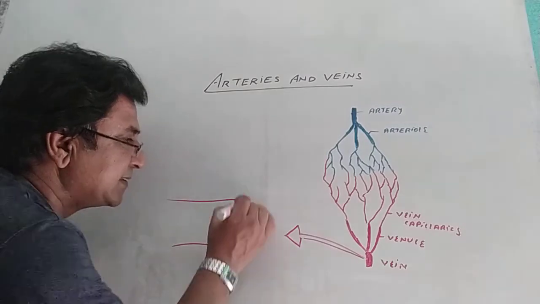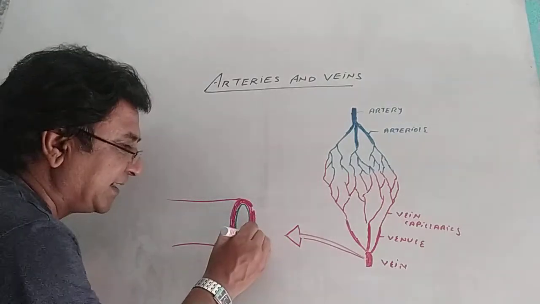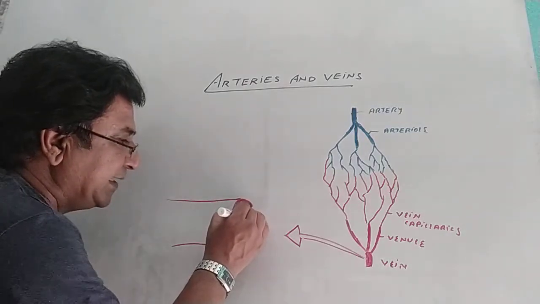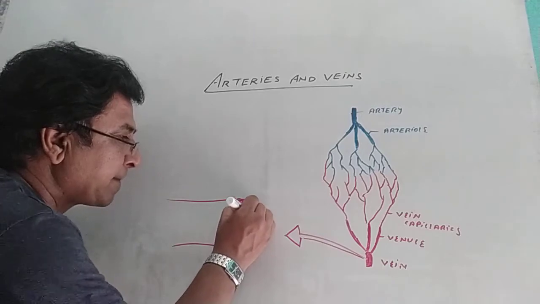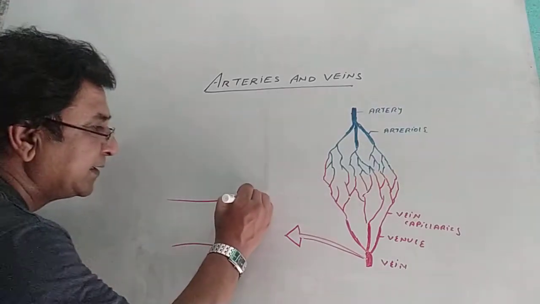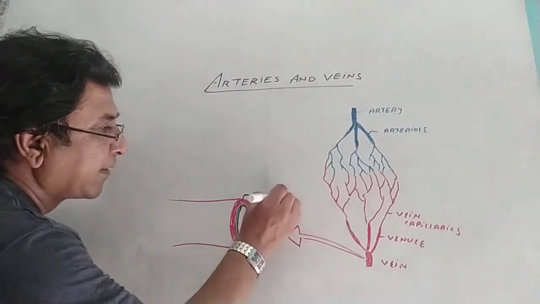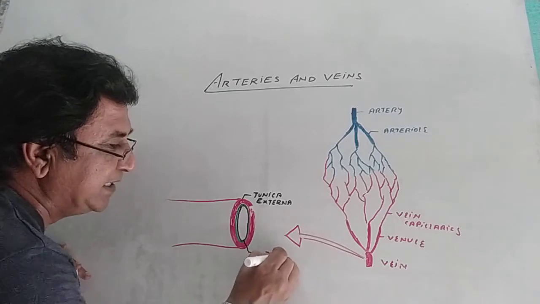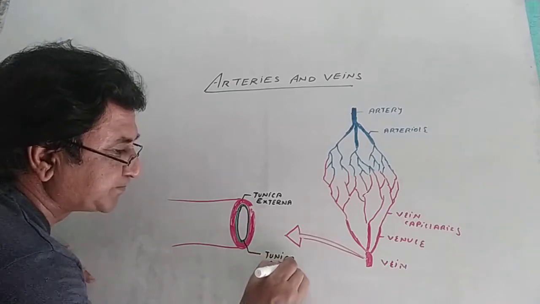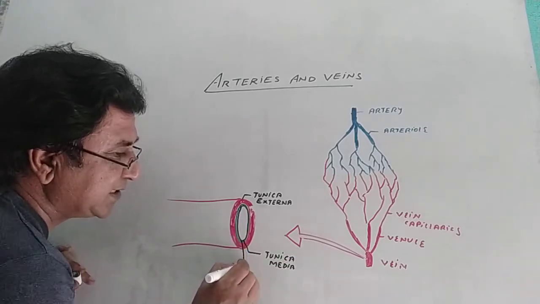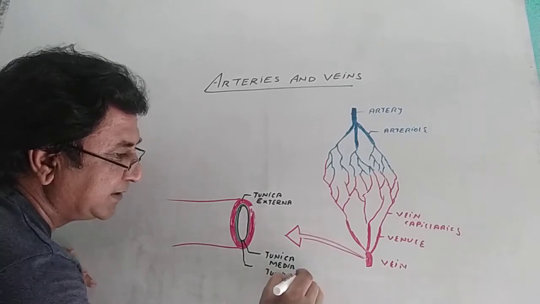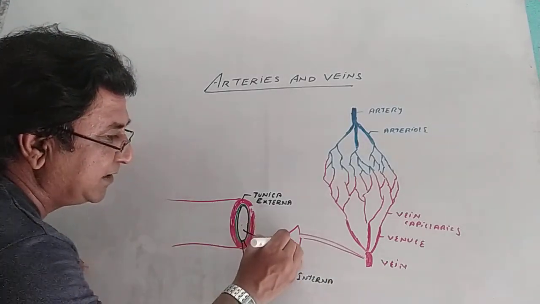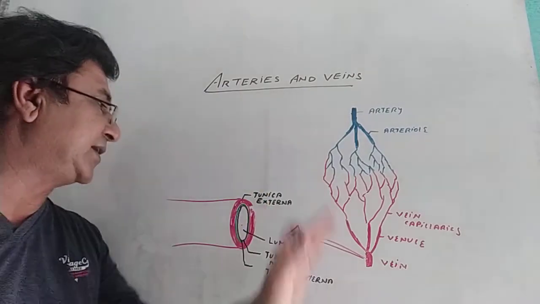The first one is tunica externa, the middle one is called tunica media, and the inner one is called tunica interna. Let's label it. The outer one is tunica externa, the middle one is called tunica media, and the last, innermost one is called tunica interna. And this empty space is called lumen. Lumen is the empty space through which the blood travels.